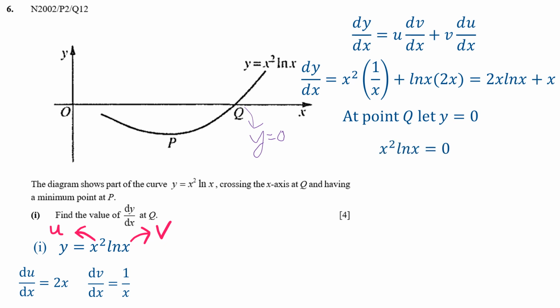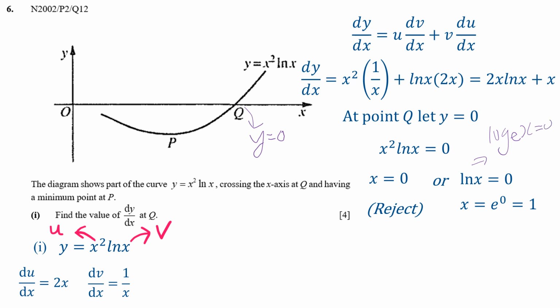And it's either x squared equals 0 or ln x equals 0. But if you look at point Q, definitely x is not equal to 0. So we're going to reject that value. We're going to use ln x equals 0. So ln is just log base e. So log base e of x equals 0. So if you convert to index form, it means x is equal to e to the power of 0. E to the power of 0 is 1.